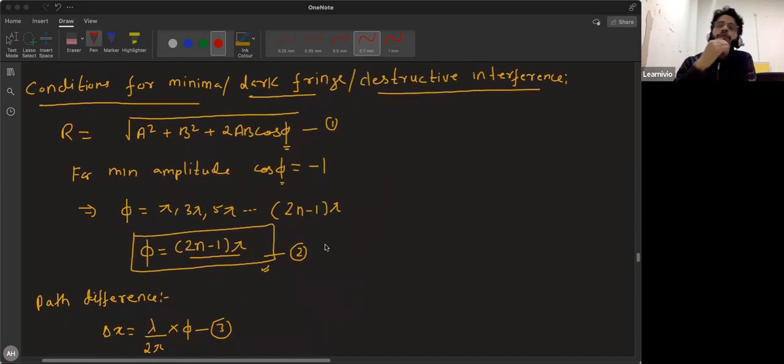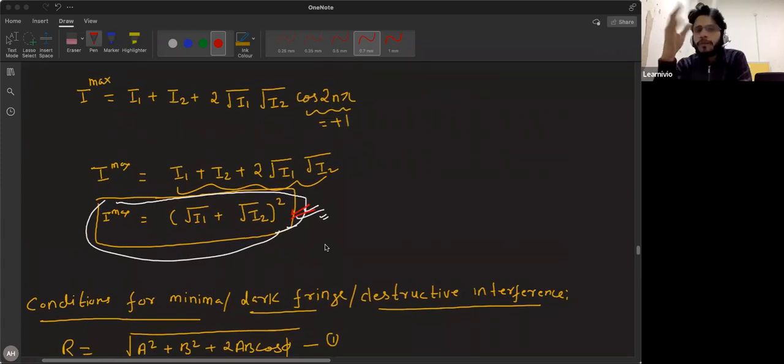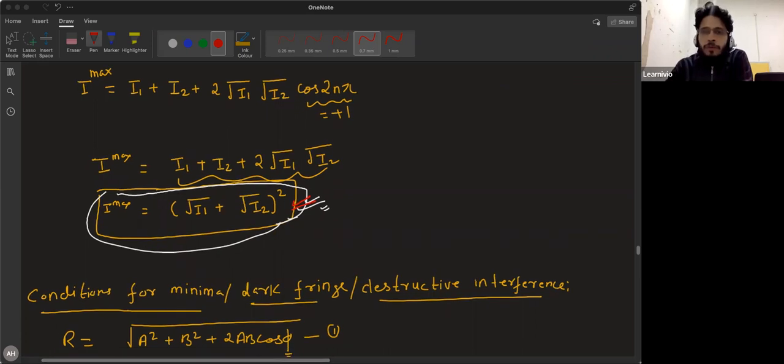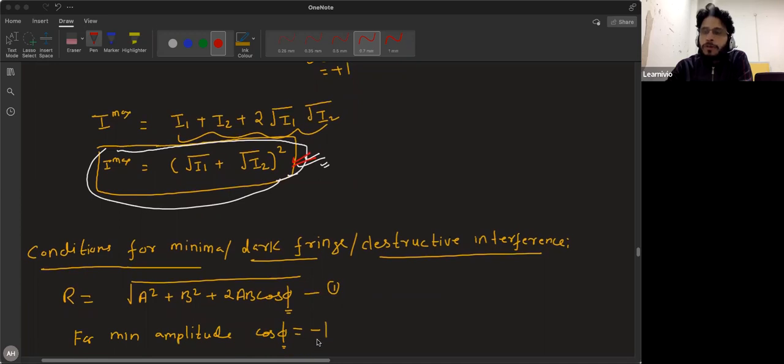So that was the condition for the maximum amplitude and maximum intensity. Next is the condition for the minima, or dark fringe, or destructive interference. Minimum means the value of R is minimum. The value of R is minimum if cos φ is minimum. Miraj, what is the minimum value of cos φ? Sir, 1. Maximum value is 1. The minimum value of cos φ is -1. Yeah. For minimum amplitude, your cos φ is -1.